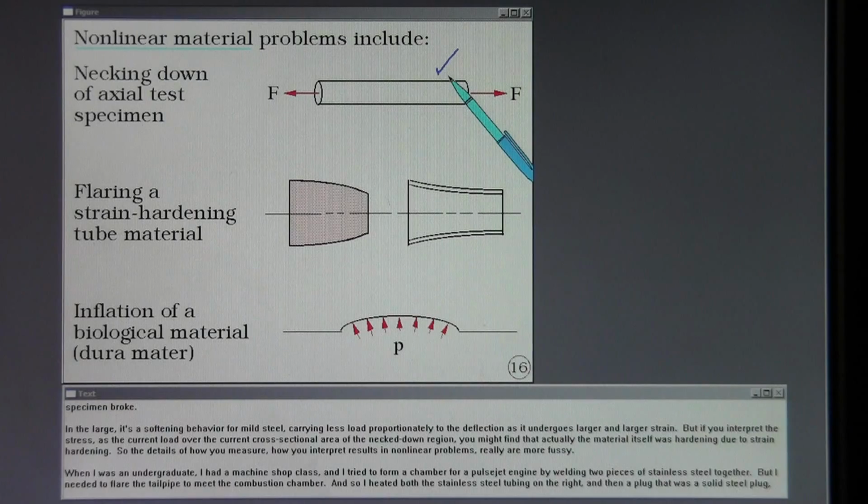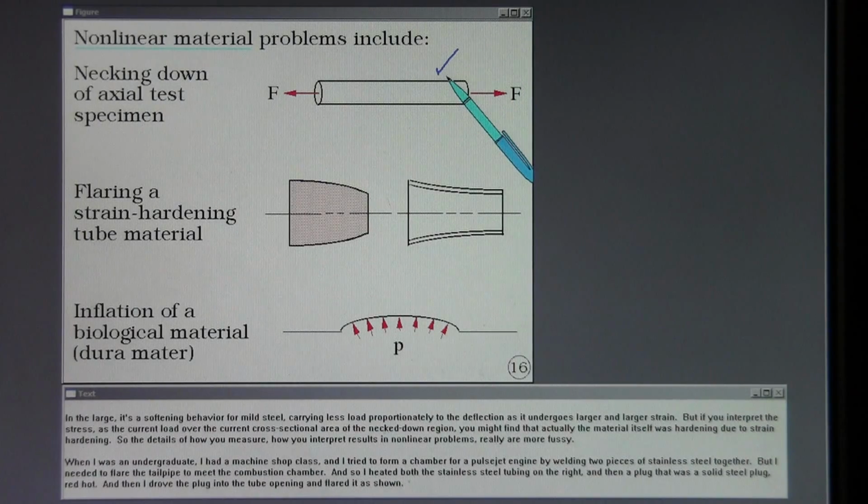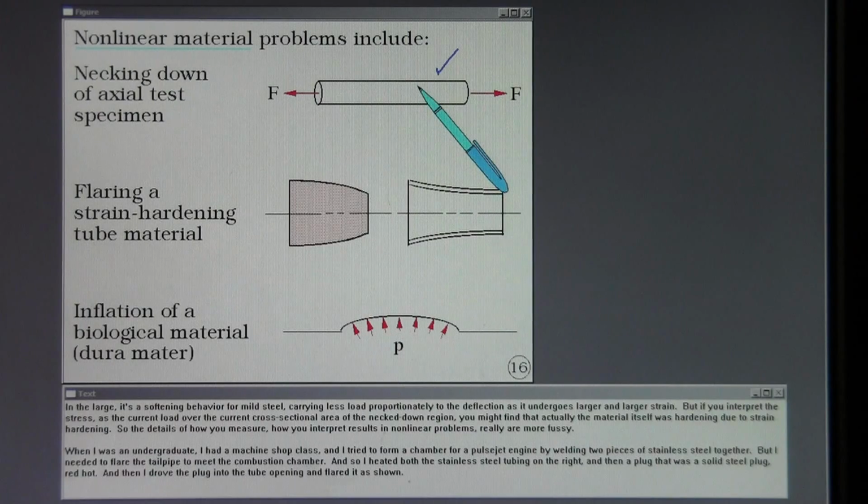In the large, it's a softening behavior for mild steel, carrying less load proportionately to the deflection as it undergoes larger and larger strain. But if you interpret the stress as the current load over the current cross-sectional area of the neck down region, you might find that actually the material itself was hardening due to strain hardening. So the details of how you measure, how you interpret results in nonlinear problems really are more fussy.